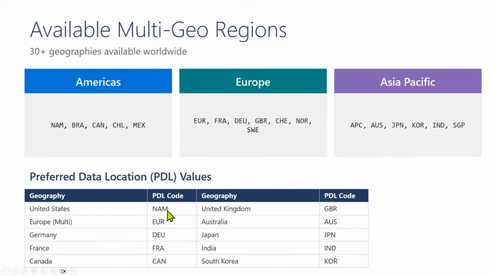We call this, in a multi-geo environment, preferred data locations, or PDLs. So you can see the PDL code against each geo: Germany, France, Canada, etc. This is the PDL, very, very important. It tells users which geo they belong to. So that's very important, the PDL attribute in a multi-geo environment.